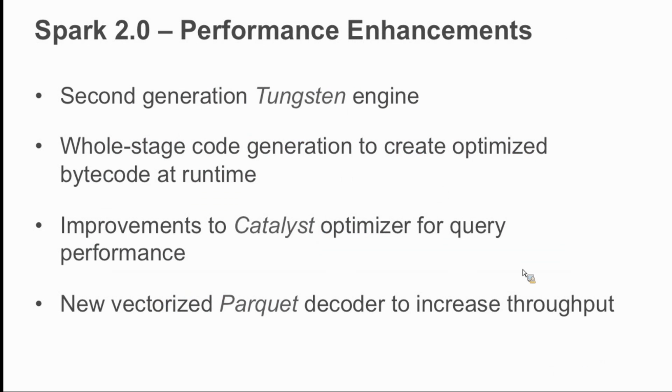Spark 2 came out with a bunch of performance enhancements. We now have a second generation Tungsten engine in there. Tungsten, if you're not aware, is a system that's designed to replace the memory management that the JVM normally does. It's aimed to do that in a much more performant way. It does code generation to generate optimized bytecode. There's some improvements to the Catalyst optimizer, so queries perform better. And vectorized support for Parquet. Parquet is an emerging and increasingly popular storage format, a column-oriented storage format for Hadoop applications.